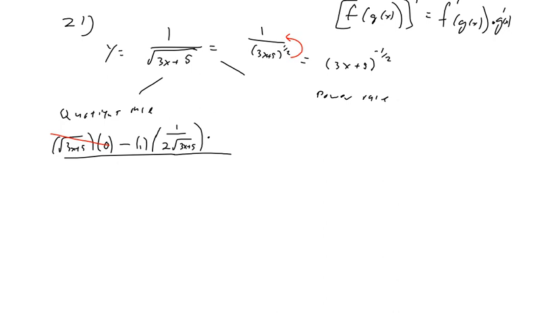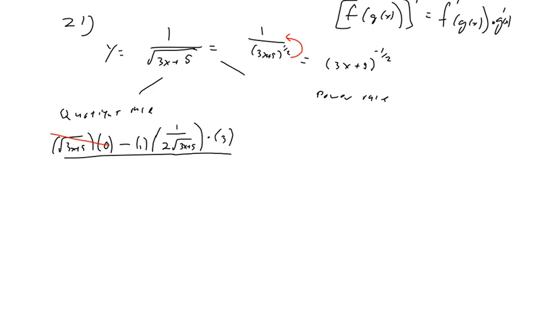Times the derivative of the inside. The derivative of the polynomial part, this 3x plus 5. The derivative of 3x plus 5, well, let's see, the 5 goes away. Derivative of 3x is just 3. That's the derivative of the inside. So derivative of the outside, the square root part, times derivative of the inside.